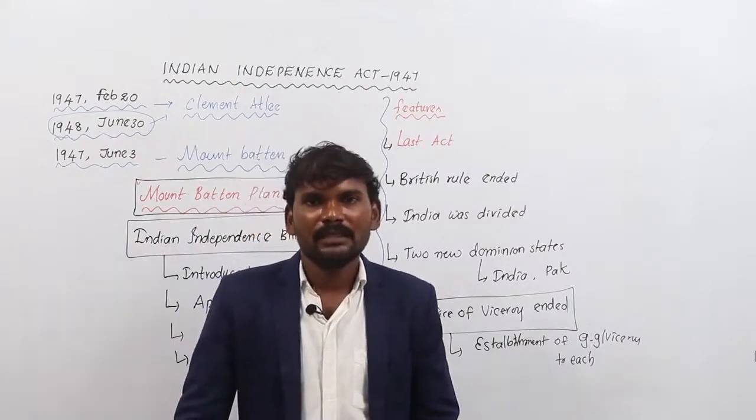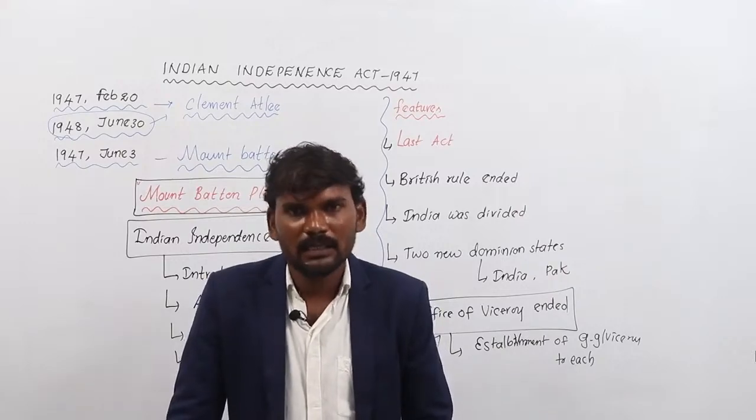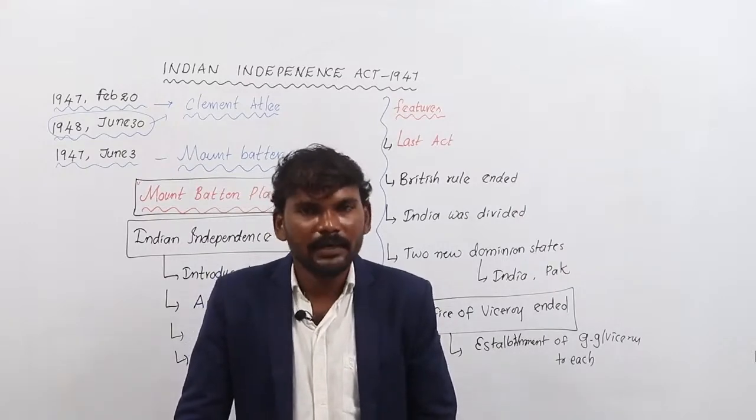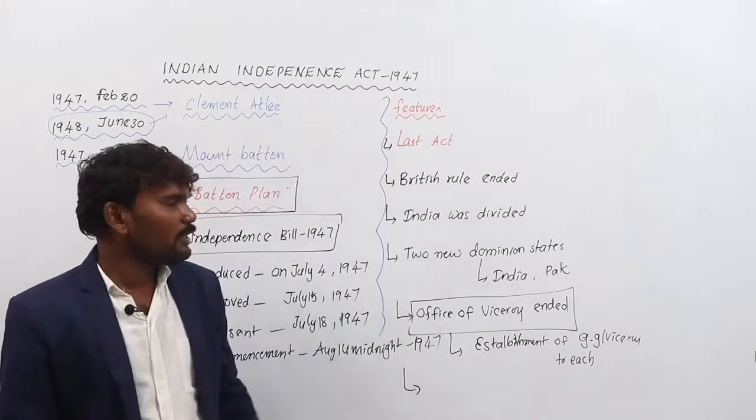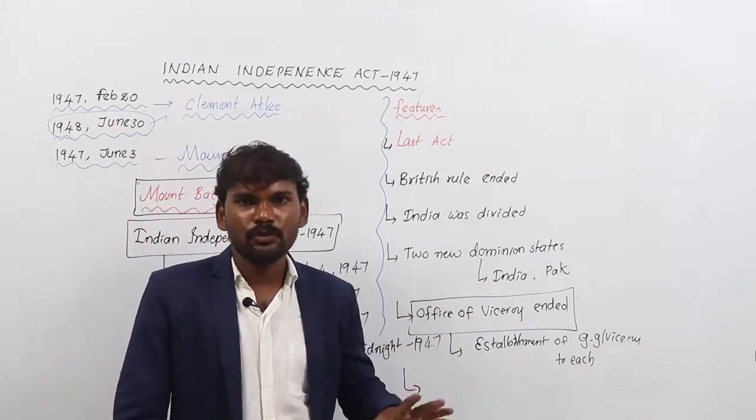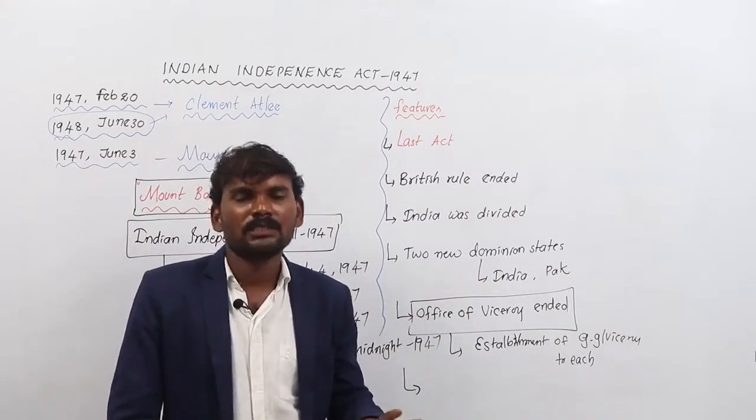So on the day of commencement of this act, India consisted of 14 states and 6 chief commissionerates. Now India has 28 states and 8 union territories. So this is the last act enacted by the British government which ended the British rule and which divided India into 2 dominion states and which empowered the 2 dominion states.